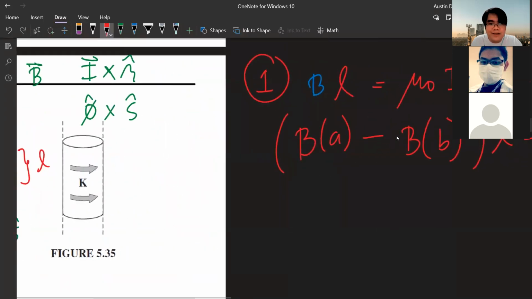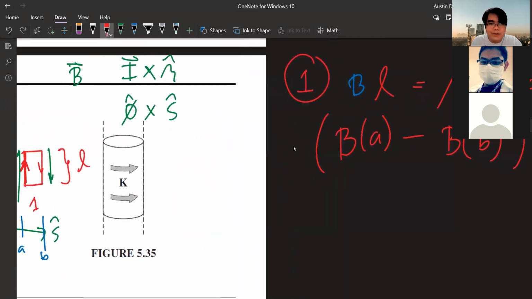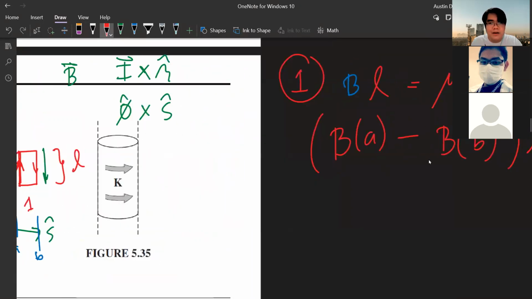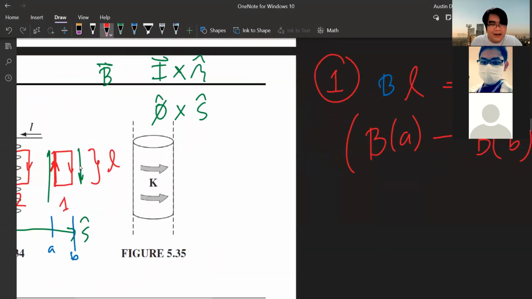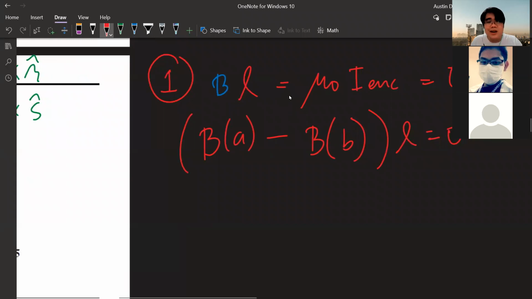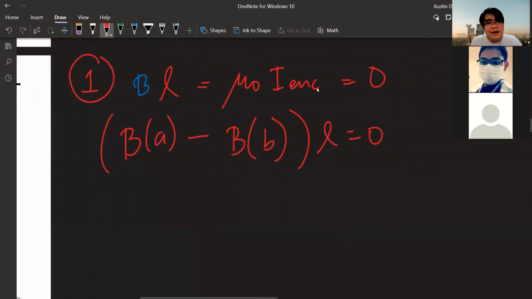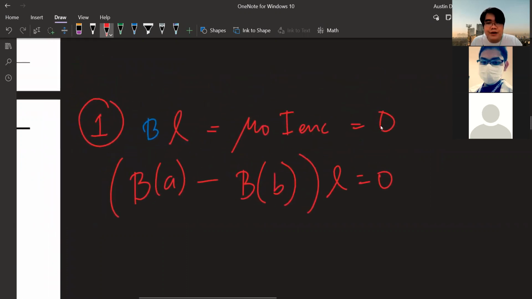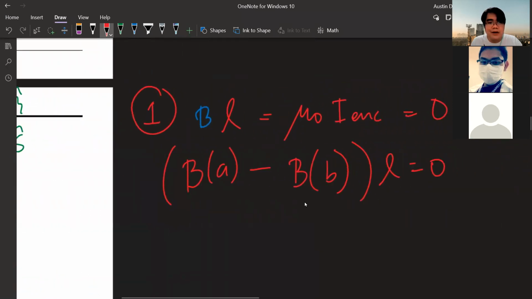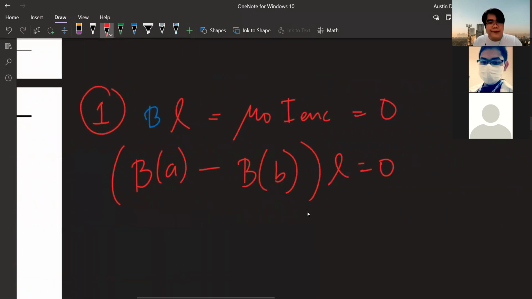Yung direction ay yung signs nito ay depende lang sa direction. So, yung BA ko ay pataas, so positive. Tapos yung BB ko ay negative kasi pababa. Tapos times L, which is yung prescription ng Ampere's law. Then, on the right-hand side, dapat 0 yung enclosed current ko, kasi wala namang current dun sa loob ng loop number 1. Okay? So, what does this mean? Is that yung BA ko should be equal to BB.